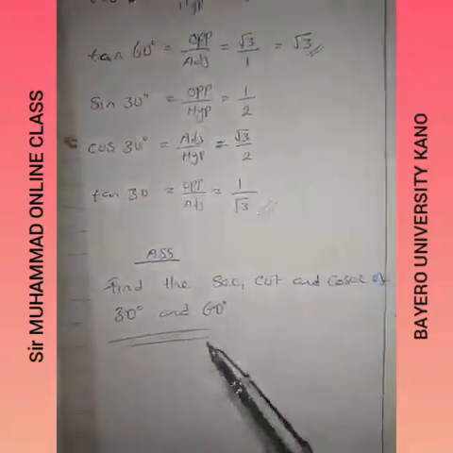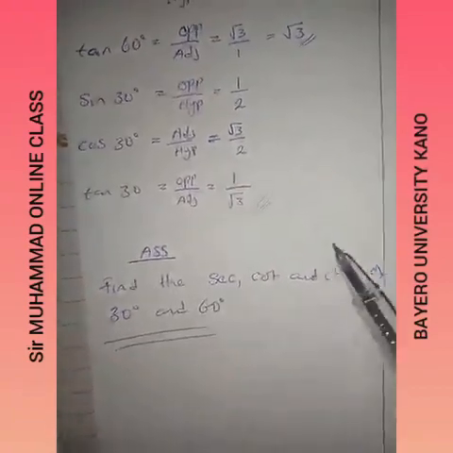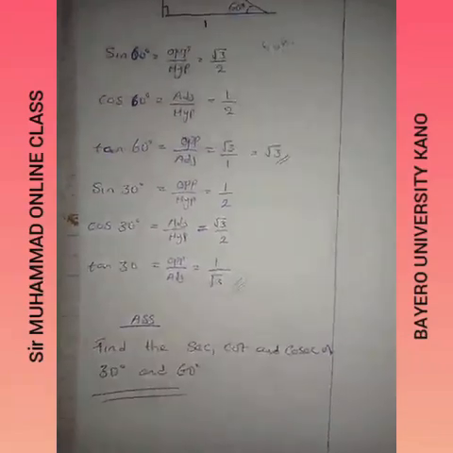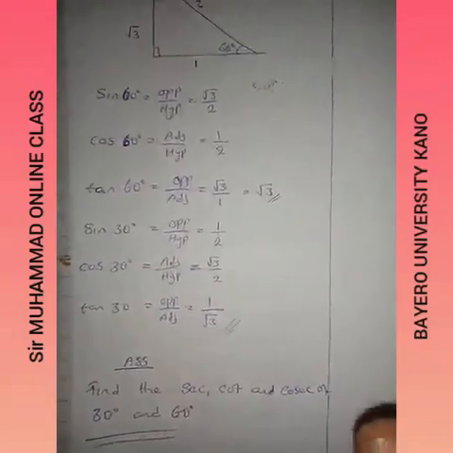So you can go ahead and find the sec, cot, and cosec of 30 and 60 to prove your understanding. So we stop here. We continue from here in the next class.